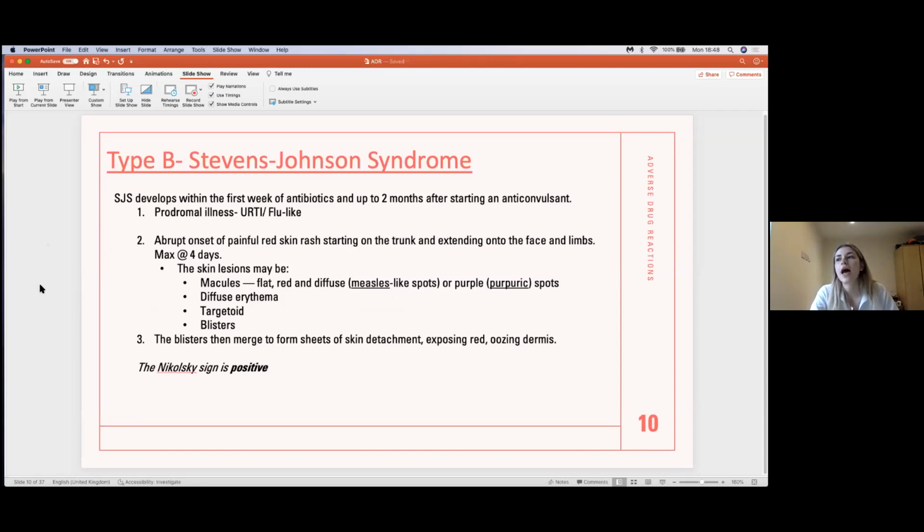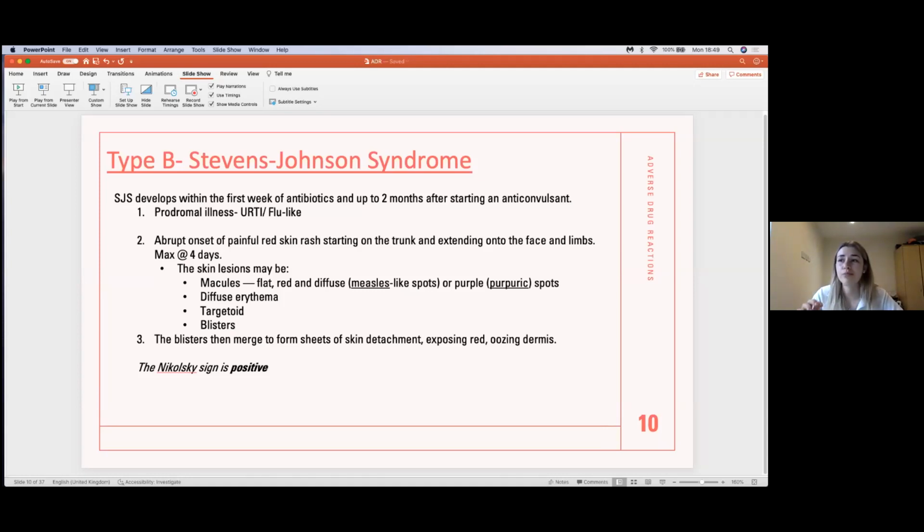So firstly, it will develop within the first week of starting a new antibiotic, or within 2 months of starting a new anticonvulsant. So firstly, you'll get a prodromal illness, so an upper respiratory tract infection, or where you get flu-like symptoms. So these are a fever above 39 degrees, you'd get a sore throat, you can get really sore red eyes and almost look like you've got conjunctivitis. You just get general aches and pains and feelings of fatigue as well. So that's your prodromal bit.